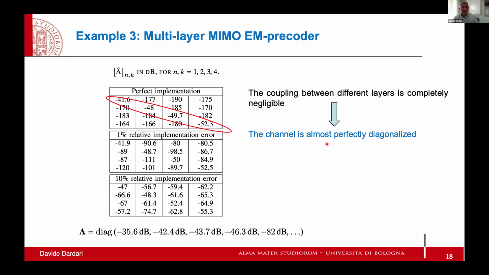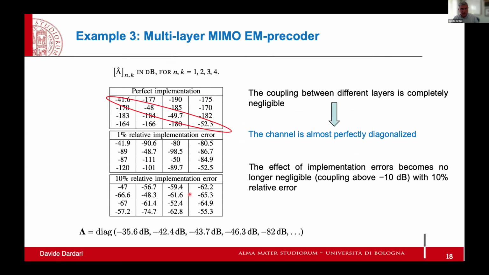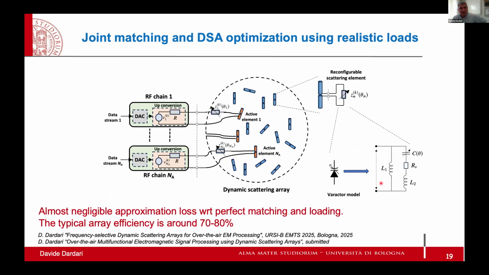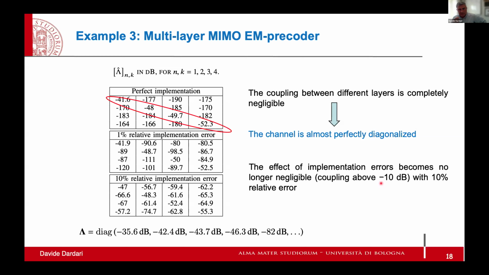Obviously, this is ideal. So here below you see what happens if we consider some implementation error. You can see that until the error is close to 10%, we can keep the coupling above minus 10 dB between the layers of the communication. But all these results have been obtained considering a perfect power matching network, which is very difficult to implement, especially if the number of RF chains is larger.